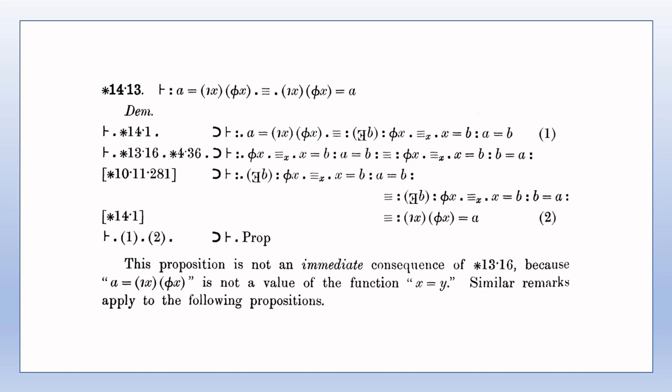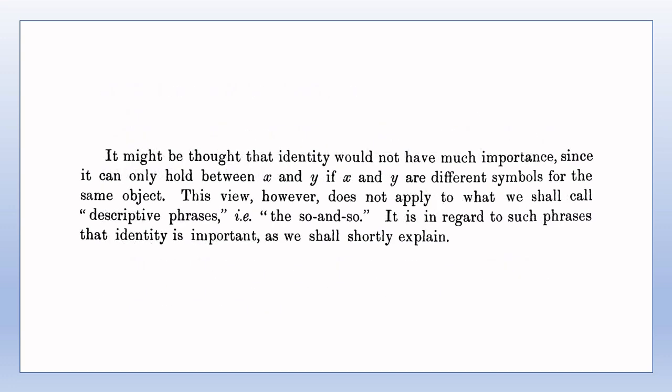Since a proposition such as a equals the so-and-so is not a value of the propositional function x equals y, then we come to one of the most important uses of descriptions, which is to assert identity in a non-trivial way. We see on page 24, it may be thought that identity would not have much importance, since it can only hold between x and y if x and y are different symbols for the same object.